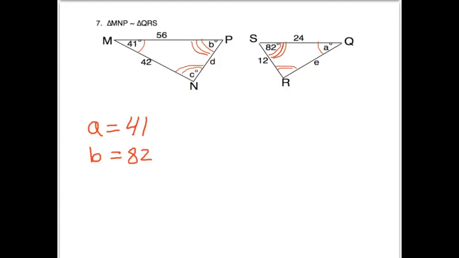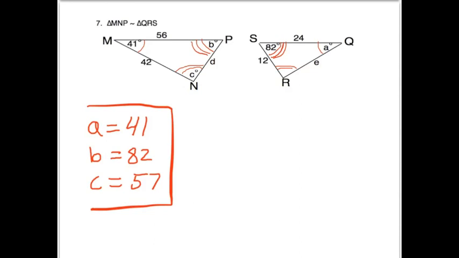And now, using the triangle sum theorem, let's just look at triangle MNP. We know 41 degrees is angle M. Angle P is 82 degrees. And that means C must be equal to 57 degrees. And the reason why is the triangle sum theorem. The angles in a triangle must add up to 180. So here we have A, B, and C.